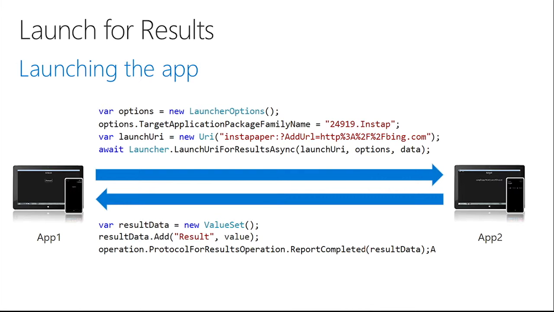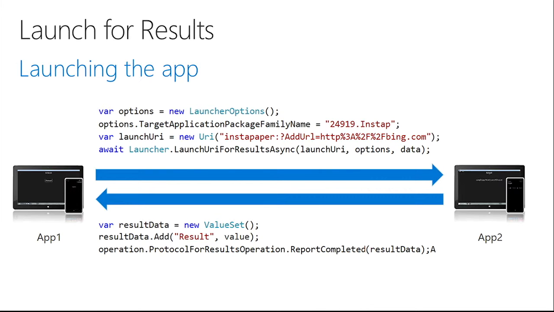Okay, now, what about this new one, launch for results? The old one was launch URI async. This new API is called launch URI for results async. And you must obviously specify a target application package family name for this. This is very much a cooperation between two apps, two-way communication going on here. The bit at the top of the blue arrows there is the client side. And then in app 2, the bits below the blue arrows are what app 2 would do to send a result back.